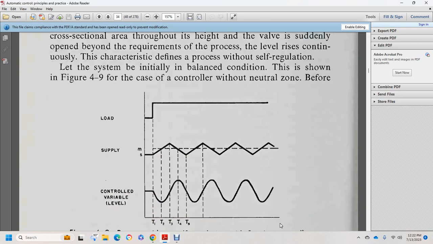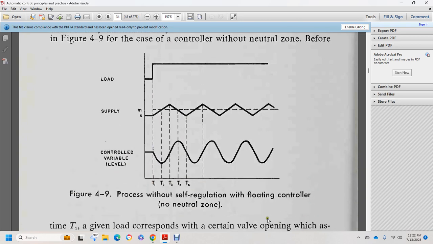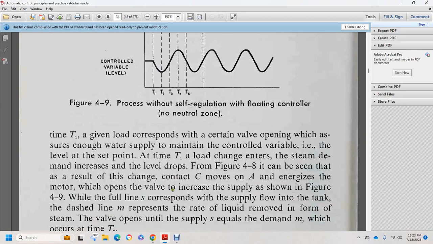It shows the load, supply, and control variable level for a process without self-regulation, floating control, no neutral zone, at times 1, 2, 3, 4, and 5. At time 1, given the load corresponds to a certain value of valve opening, the supply maintains the control variable. The level of the points goes up the line at time 1 as the load changes, and the level drops, as can be seen in figure 4-8.